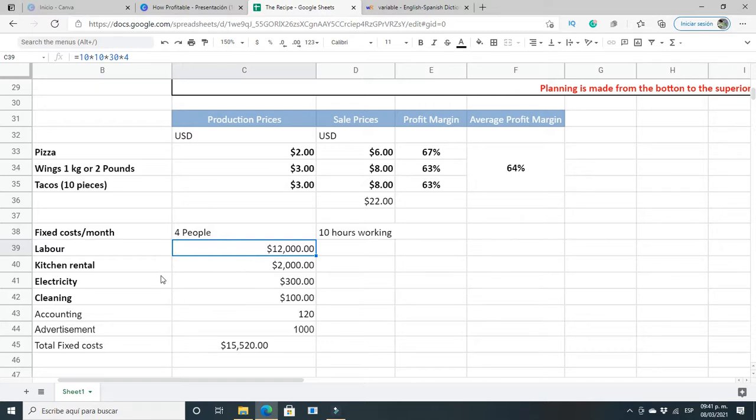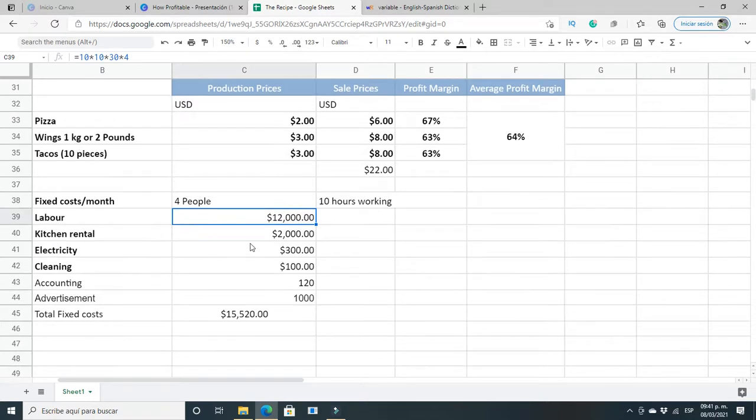Then the next part is the kitchen rental. In this case I am setting $2,000. If you are going to start in your own kitchen, probably you're going to erase this number, but if not, you have to consider this, and it is really important to work with a professional kitchen to obtain the best results.